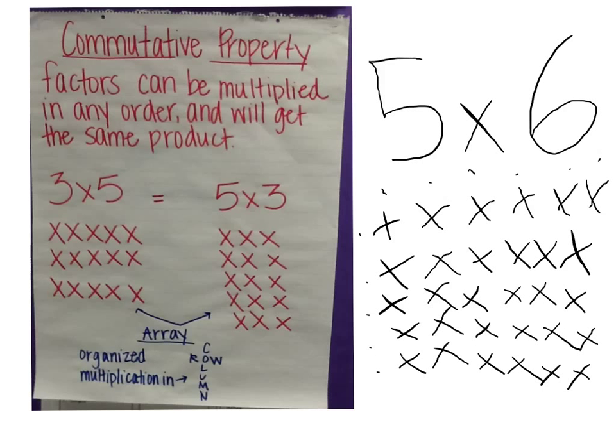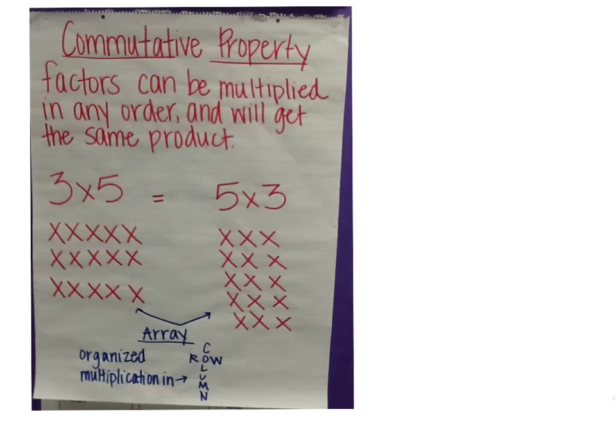Now, this equals 30. I think we like this way because you can do it either way. So you could switch 5 times 6 into 6 times 5. We like this way because you can switch it around.